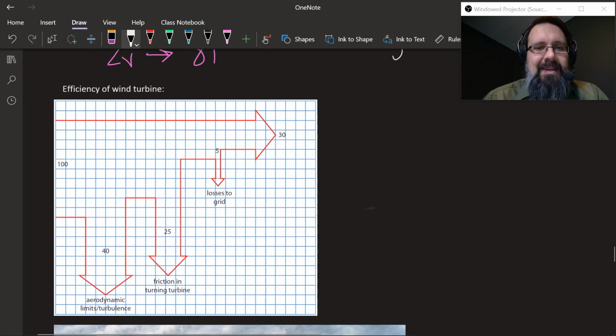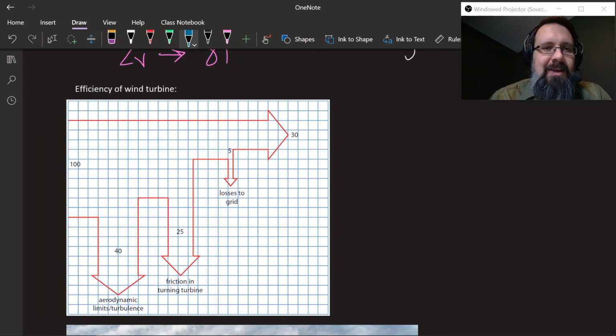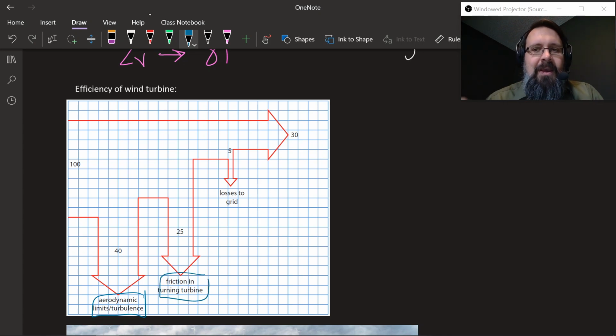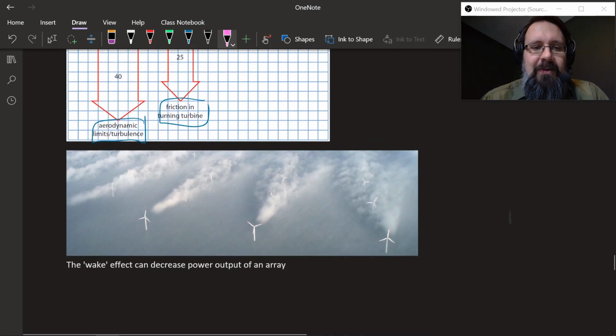Here's a Sankey diagram of a wind turbine. You can see that there are turbulence effects that cause you to lose energy. There's friction in turning the turbine. And then there's energy losses to the grid. And then when all is said and done, you only end up capturing about 30% of the energy that the wind is delivering.